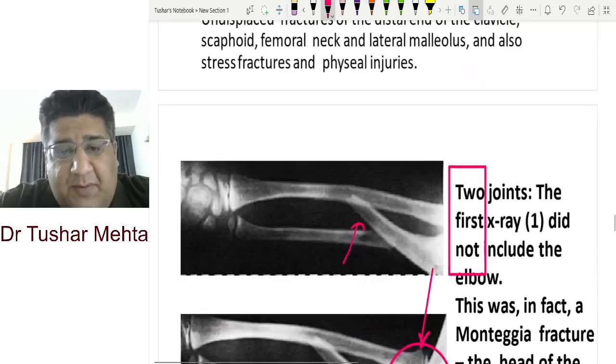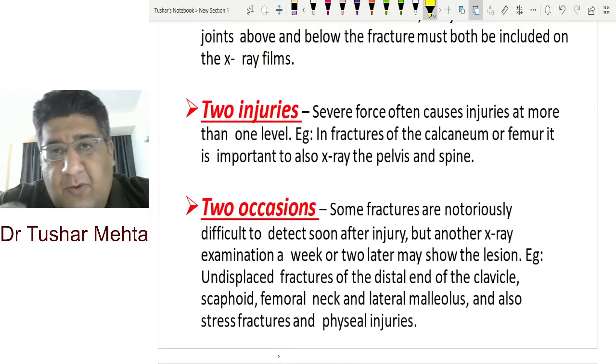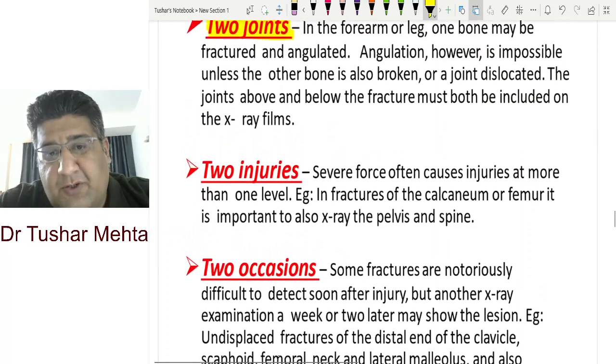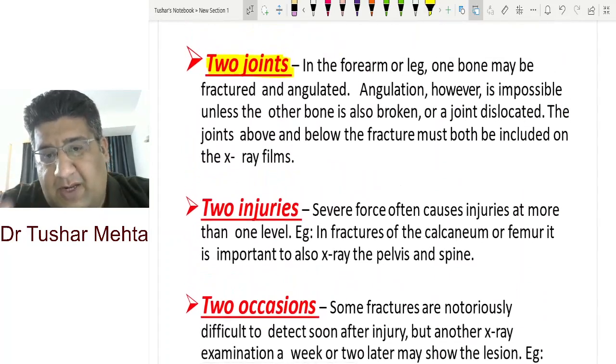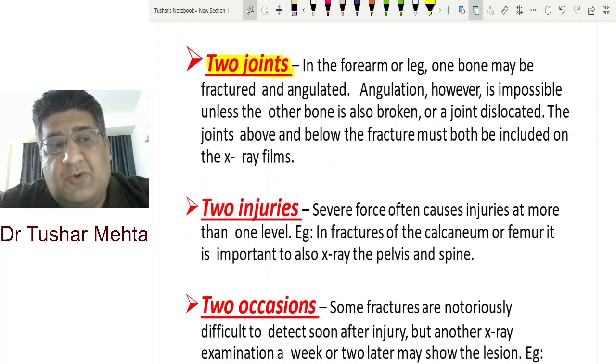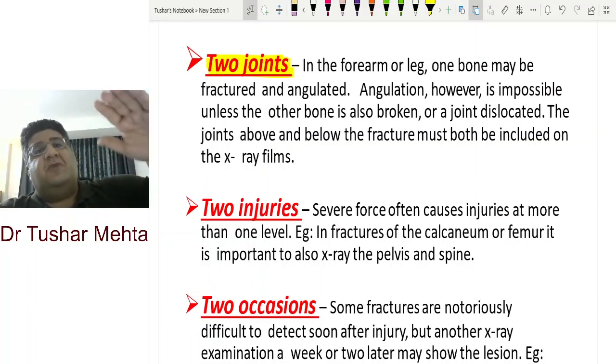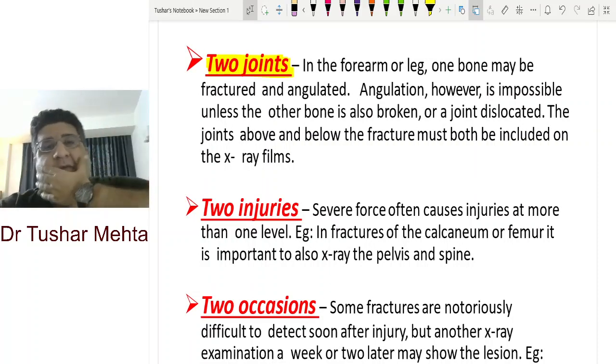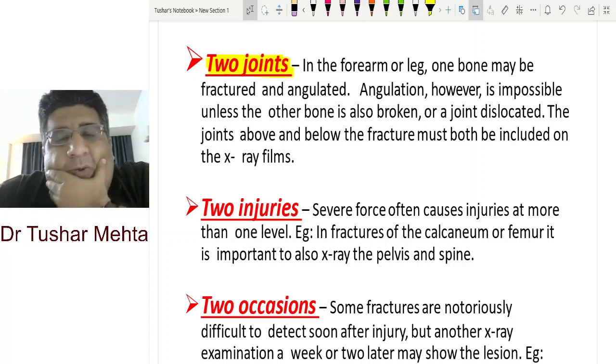So that is why, my dear friends, I told you that it is not only the rule of two views, it is not only the rule of two limbs, it is also the rule of two joints. Whenever you're suspecting injury anywhere, please try to get an X-ray which should include one joint above and one joint below. Are we able to understand this? Not only do you have to get an AP and lateral view, not only do you have to get a right and a left limb AP lateral view, you have to include in that view one joint above and one joint below, covered in that X-ray.